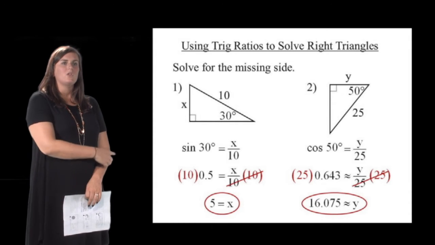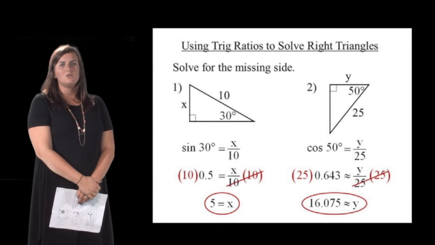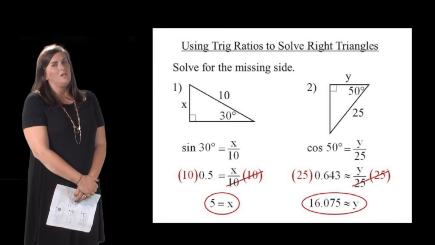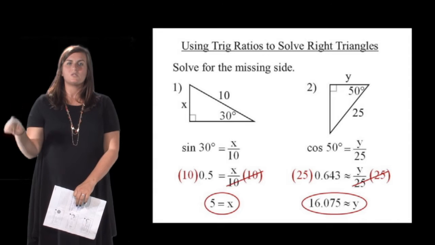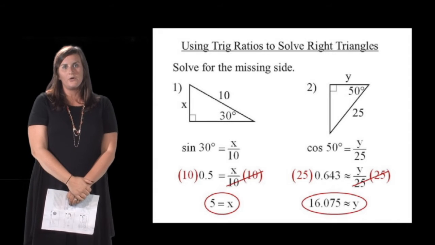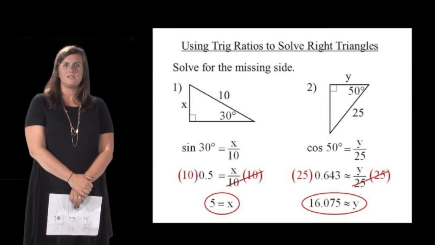So I have info about the opposite and hypotenuse, which tells me I'm using sine. When I set up these equations, the best thing to do is cross multiply and multiply by the denominator of my ratio. And that'll help me solve for missing sides.